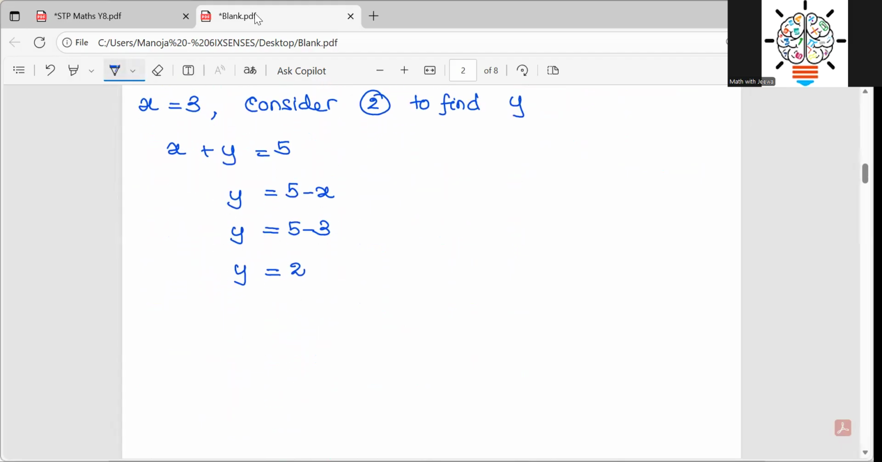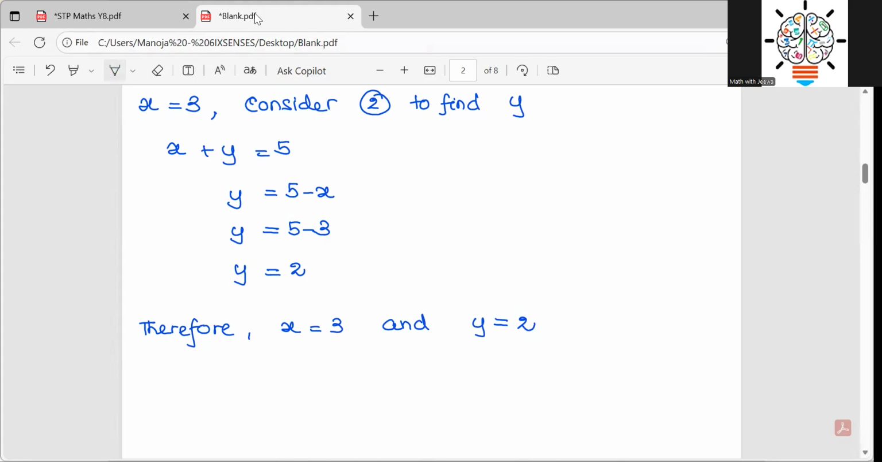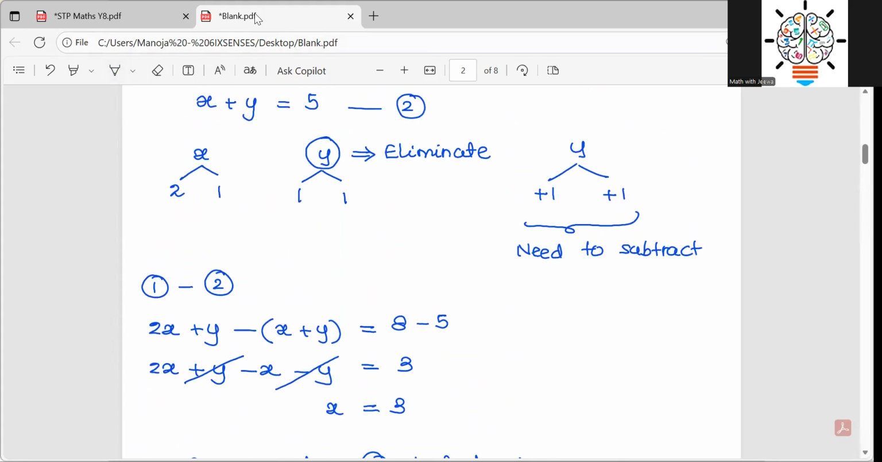So then I write, therefore, x is equal to 3 and y is equal to 2. That is done. Hope all of you are okay with this, right? So earlier with the theory, I explained up to this: need to add or subtract.